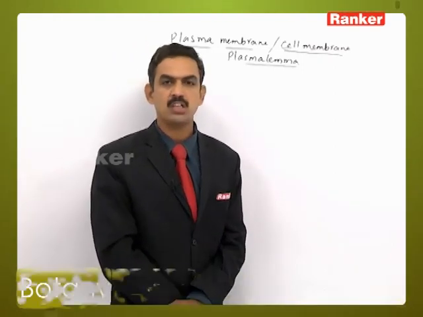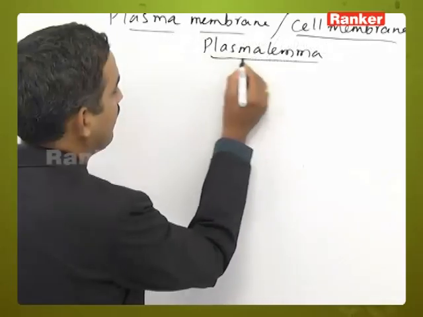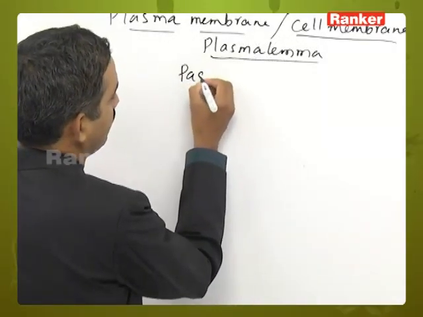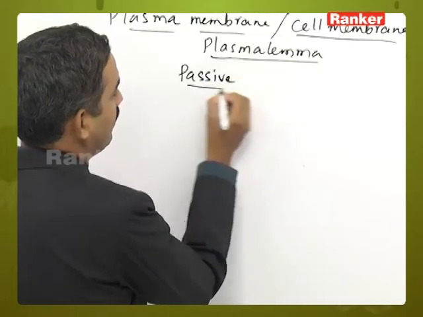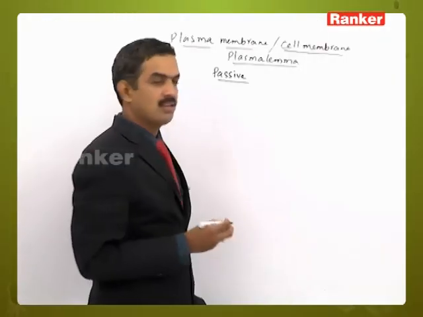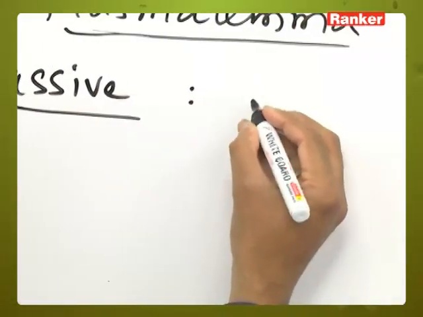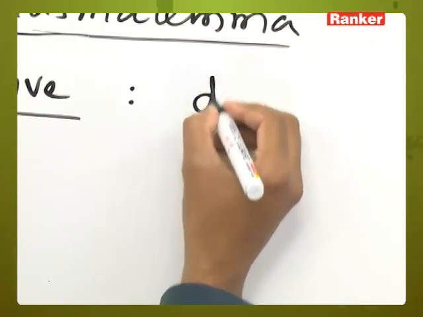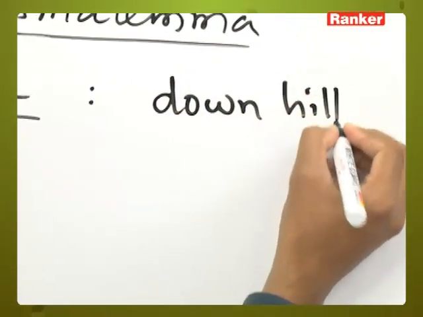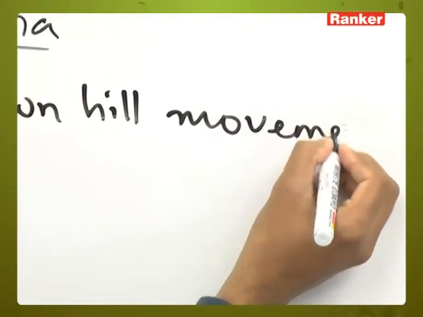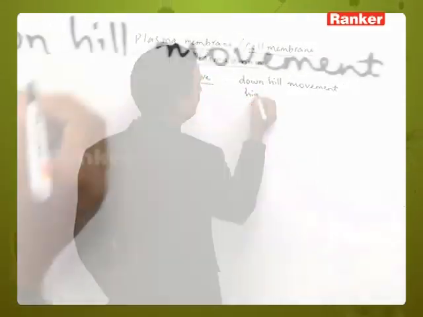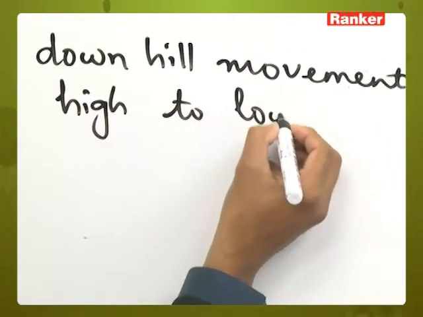The plasma membrane helps in transportation, as we are saying. The movement of substances will occur by various methods, either by using energy or without using energy. Based on that, the movement may be by the active method or the passive method. In passive movement of substances, the movement is always downhill. Downhill movement means the movement will always be from the high concentration region to the low concentration region.